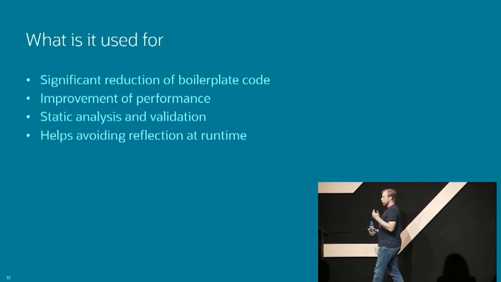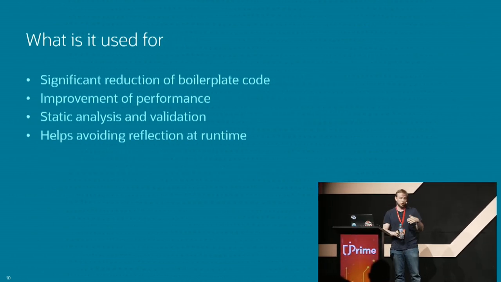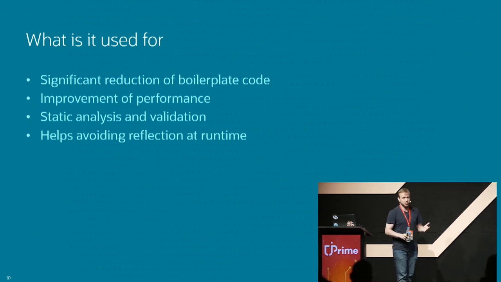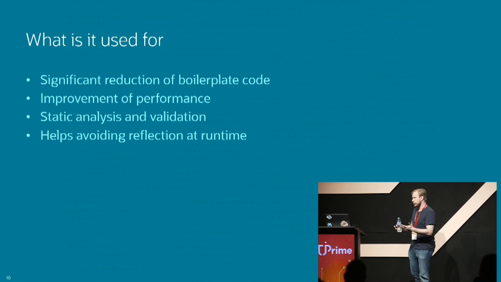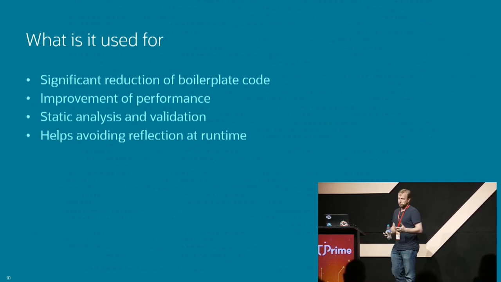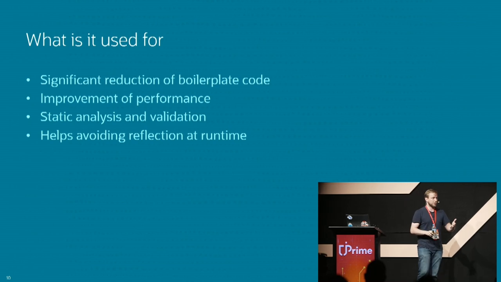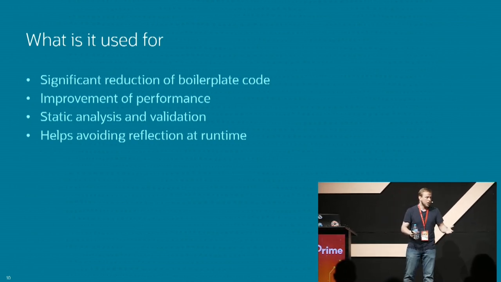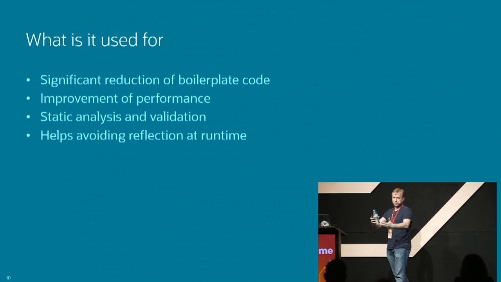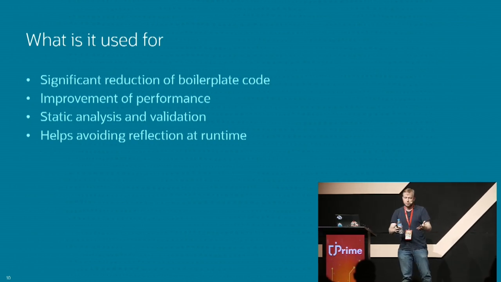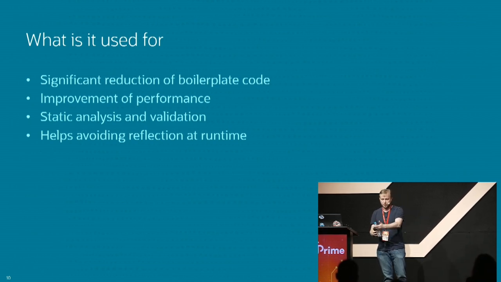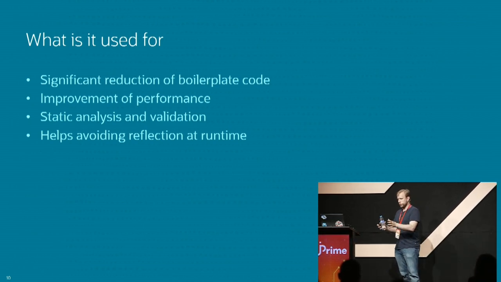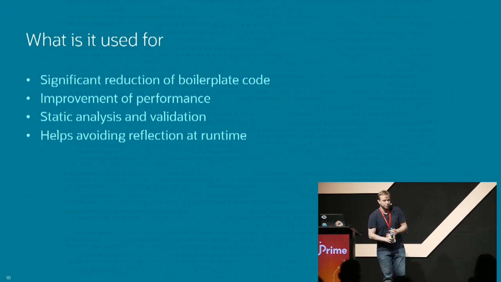Right, so what is annotation processing commonly used for? Very often it is used for reduction of boilerplate code, because you can design your annotation processors to simplify your overall work. For example, when you are doing builders, right? Builders always follow the same pattern, the same rules, and you can create a processor which will do that for you. It will take your class and generate the corresponding builder for the class. So you have a simplified way of building that object, for example.